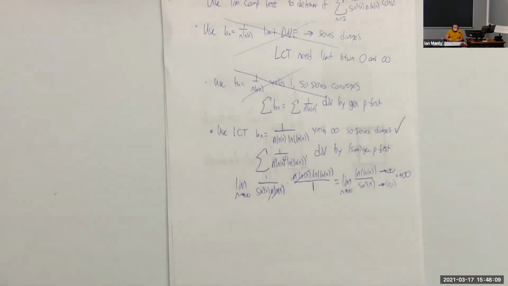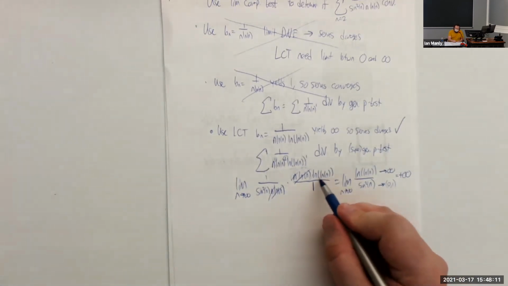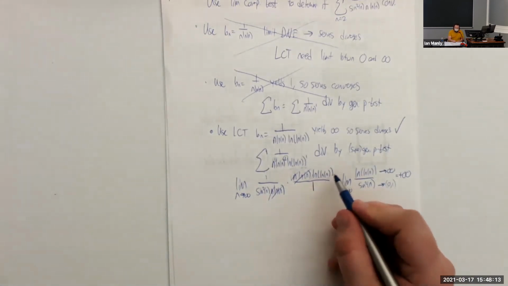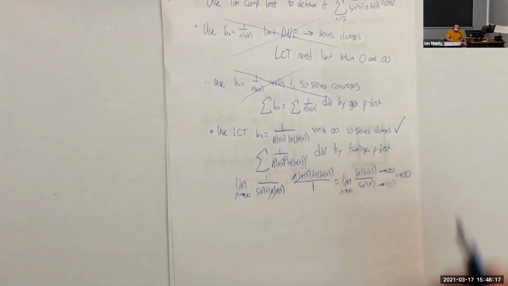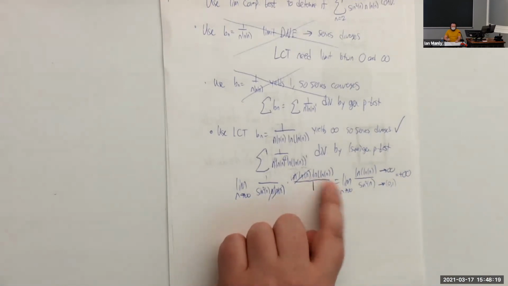That's right. So the comment was, that's why we have the ln of n here. We have this, so we have something on the top still going to infinity here. So that's what inspired me to have this extra term in here.